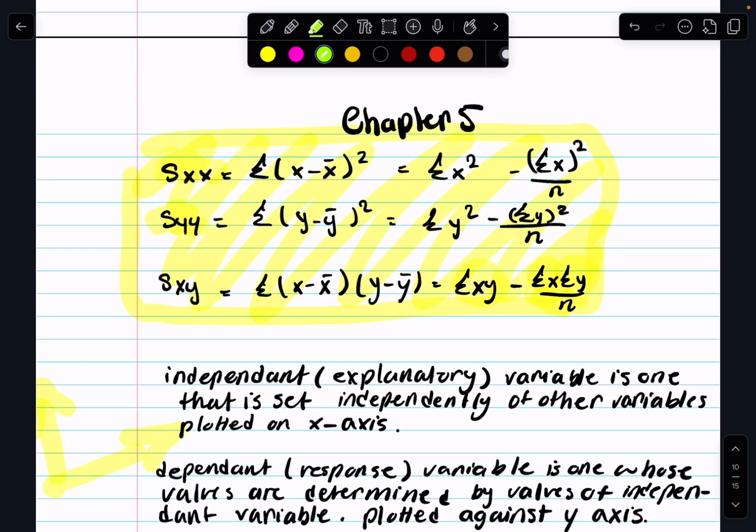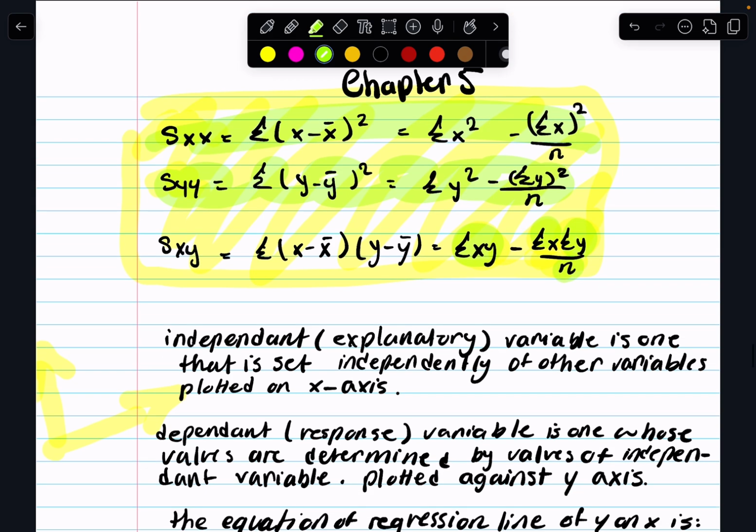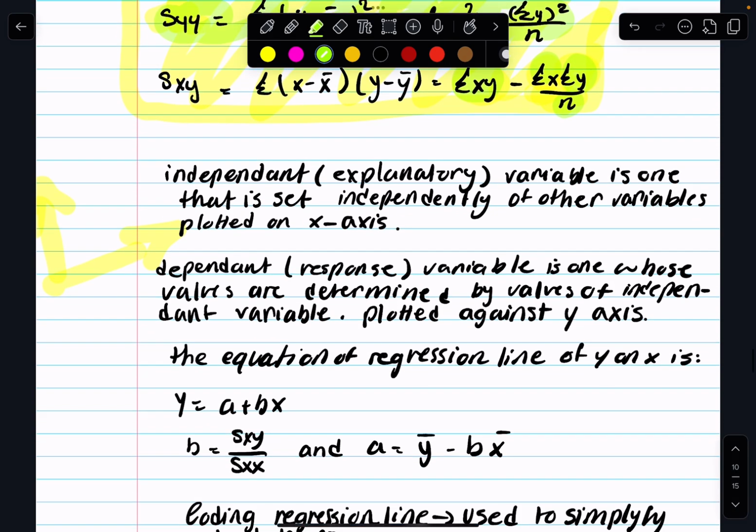Chapter 5. All of this, exactly word by word, is given in your data booklet under correlation and regression. So you just need to know this. We already talked about this. It's the exact same thing, you just put y values in it. And S of xy is the sum of your x minus the mean and your y minus the mean of y, which is basically the sum of xy minus the sum of x times the sum of y over n. N is the total number, not the number of x's, not the number of y's, not the total number of x and y's.